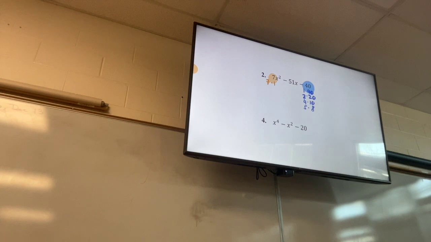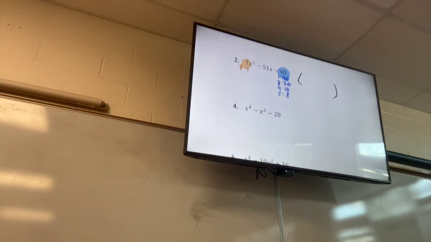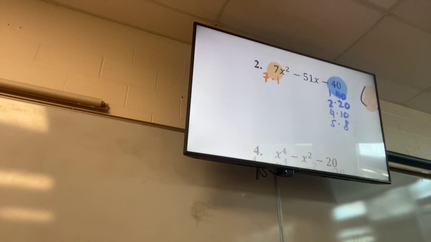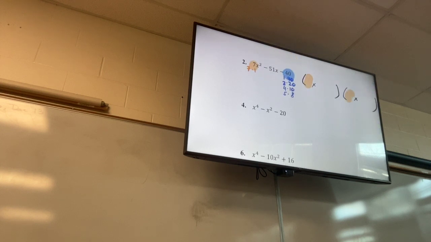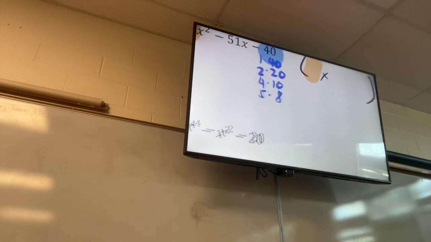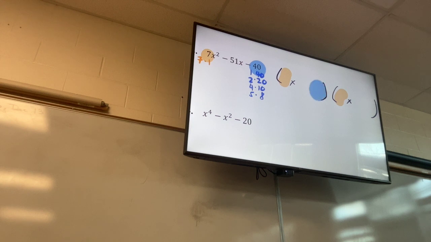What do I do? So I'm just going to do 2 pairs of parentheses, right? Okay, I'm going to put an X at the beginning. I'm going to leave a little bit of space, right? Because I'm going to end up putting one of my orange numbers in front, and I'm going to end up putting one of my blue numbers there in the back.